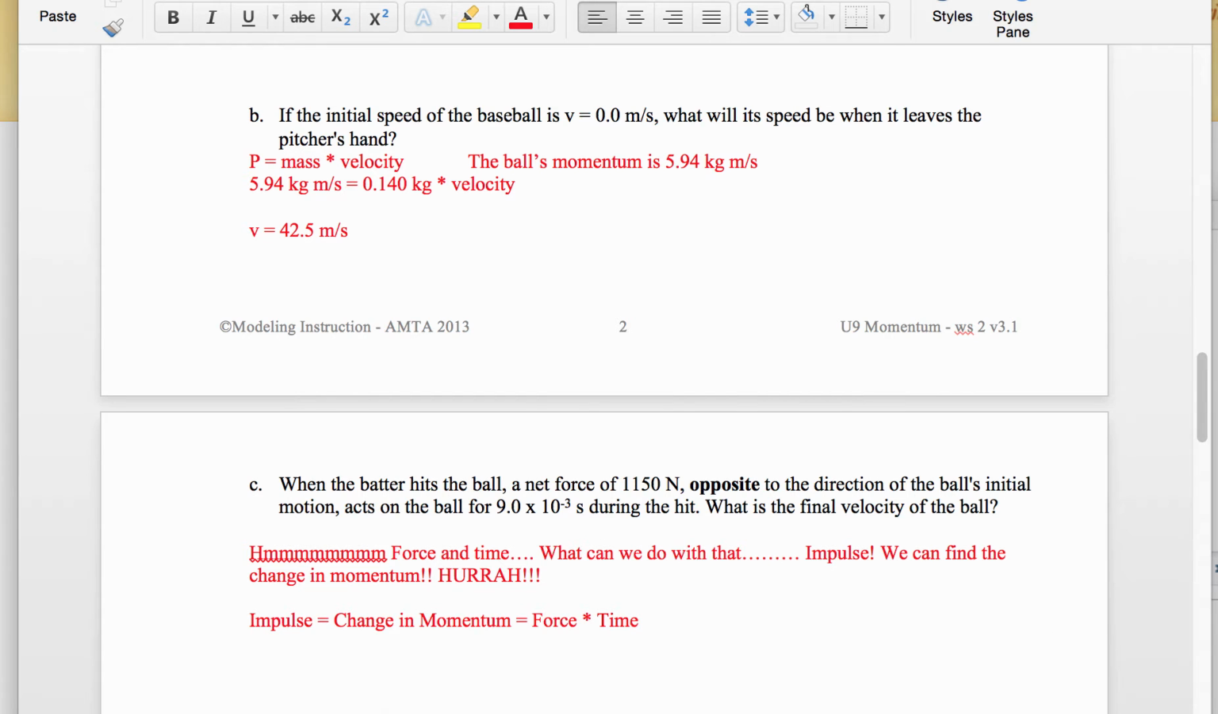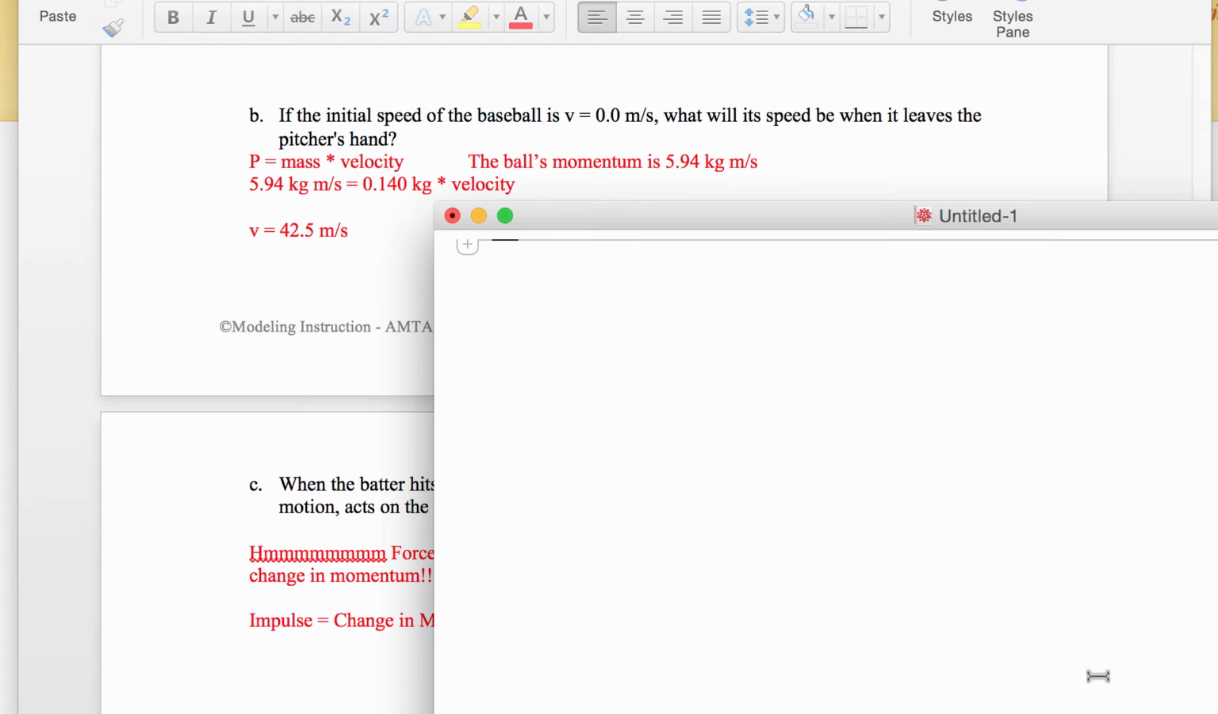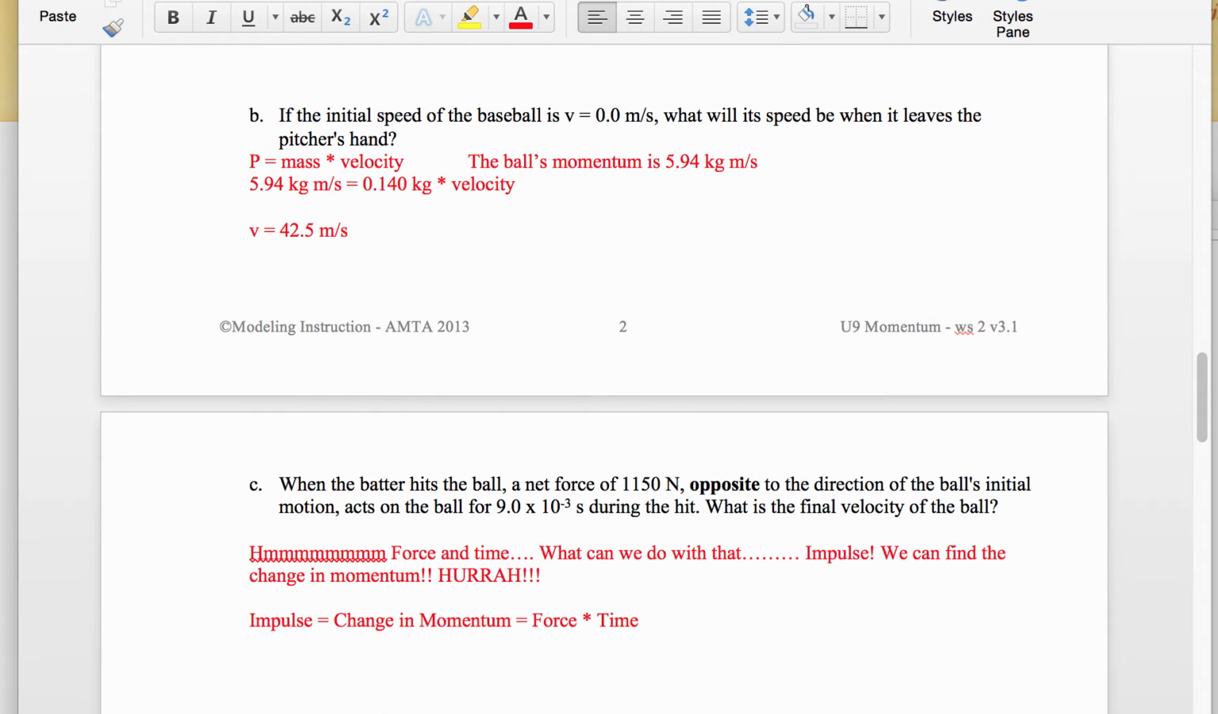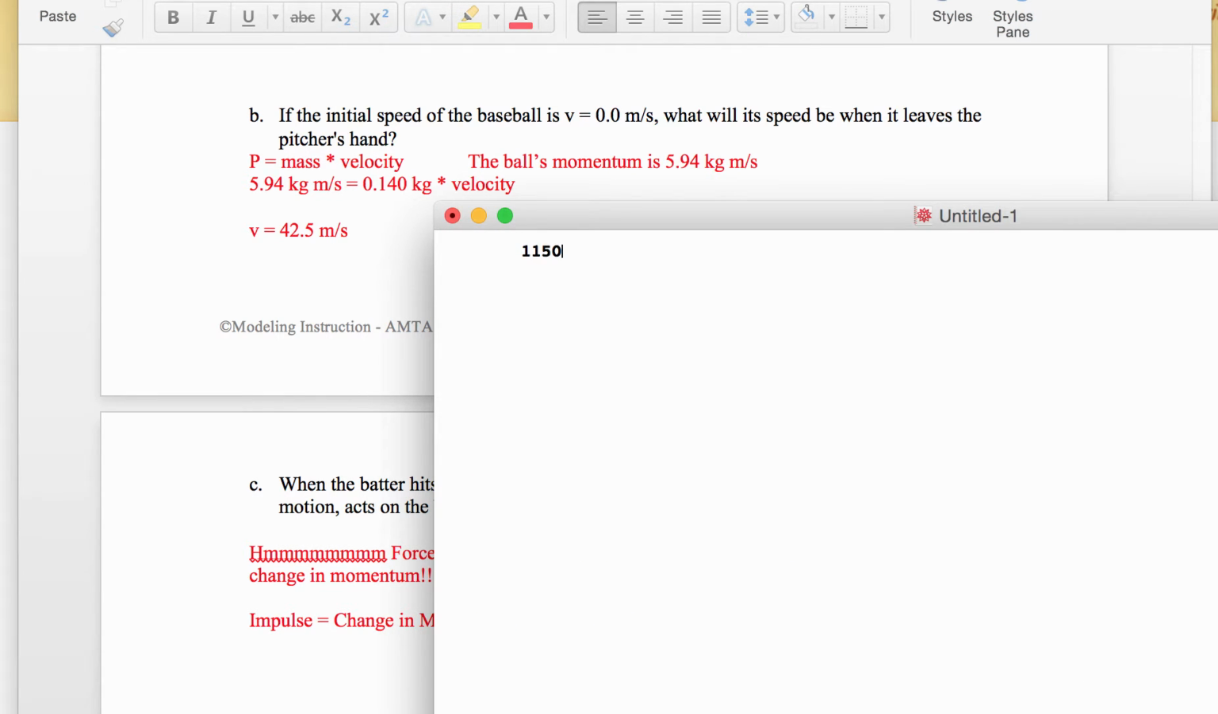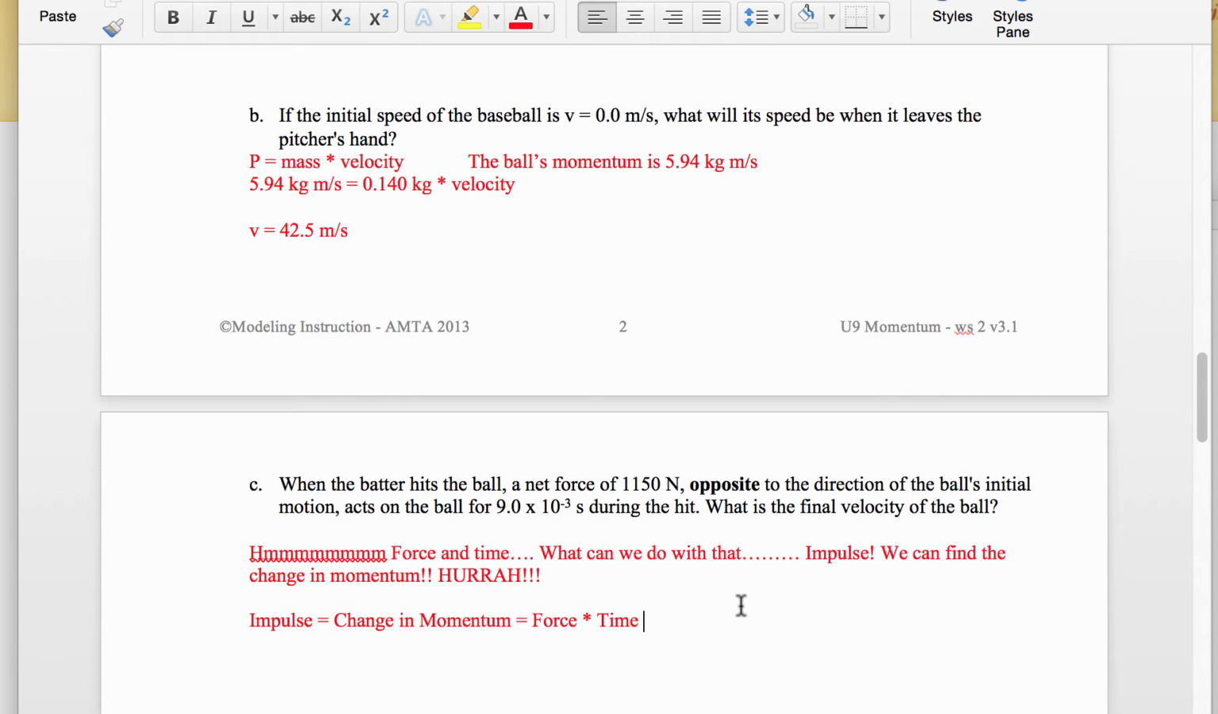Now in this case, I'm going to move to my calculator. What is the force? 1,150. But it's the opposite direction, so it's a negative force. It's to the left. If we imagine our baseball going to the right, that's I imagine the thrower throwing to the right, and I say right's positive and left is negative. Times this number, force times the time.